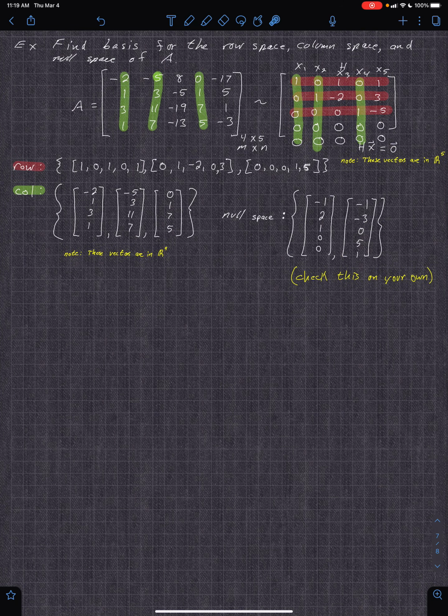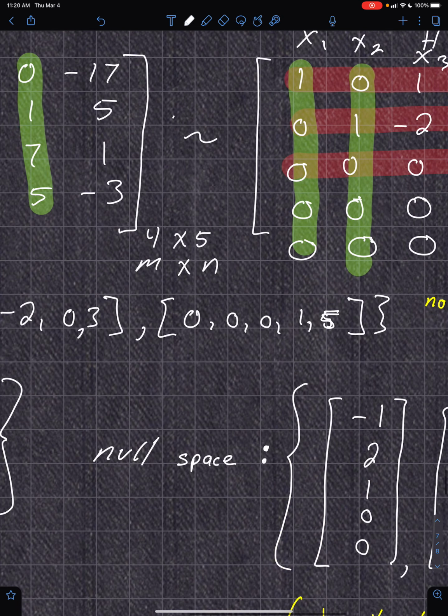So this is what you do. You find a basis for the row space, column space, and null space. So you take your matrix A, which is a 4 by 5 matrix, so it's your m by n. And then you row reduce it. So this is the row reduced echelon form.